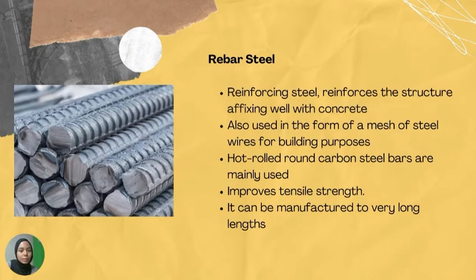The last one is rebar steel. It reinforces the structure, fusing well with concrete, also used in the form of a mesh of steel wires for building purposes. Round carbon steel bars are mainly used. Its improved tensile strength, and it can be manufactured to very long lengths.